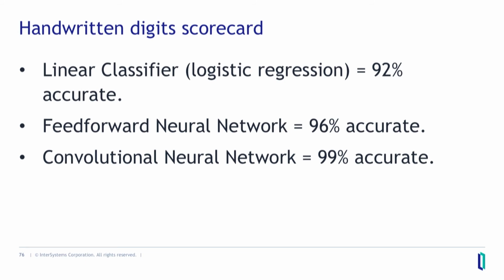So you can see linear classifier got 92%, which I think is pretty good for 18 lines of code, actually. Feed-forward neural network, so fully connected network was the 96, and then the CNN is the 99. Okay?